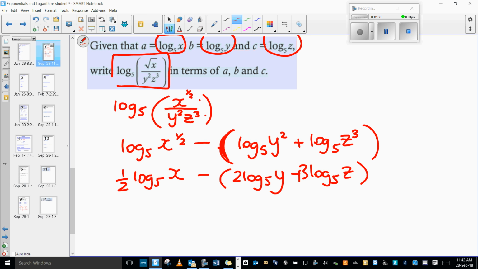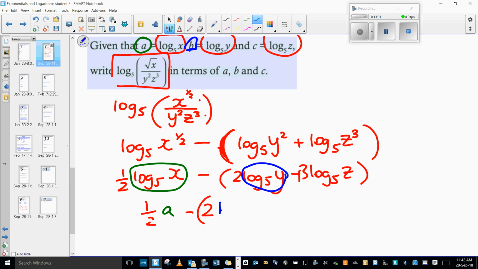And then we can start comparing. So log 5x, sorry, I'm supposed to write A. So this will be 1/2 A. Log 5y is B. So that's minus bracket 2B plus 3 and log 5z is C.